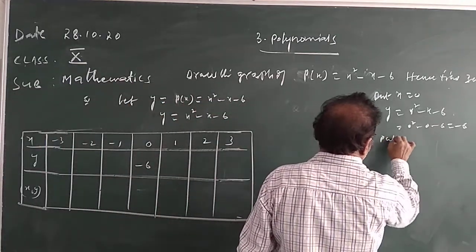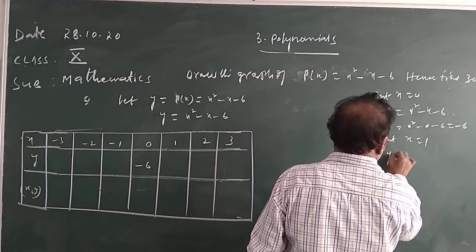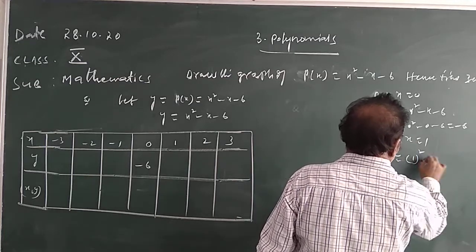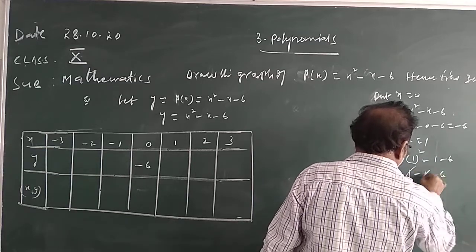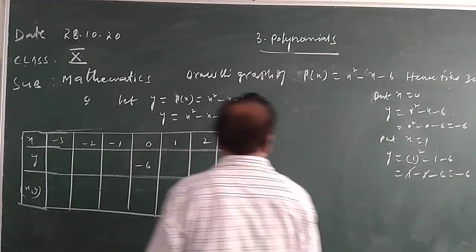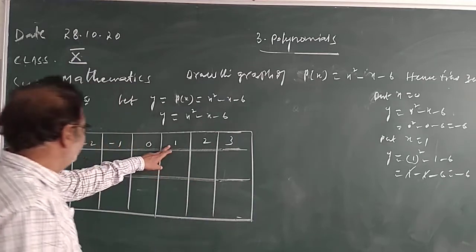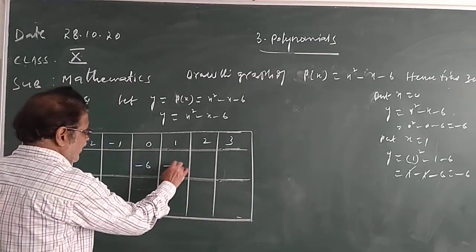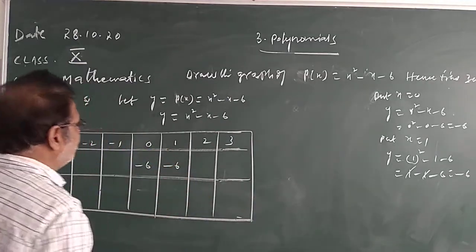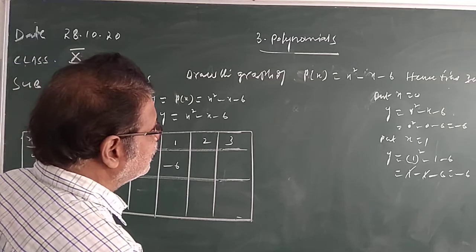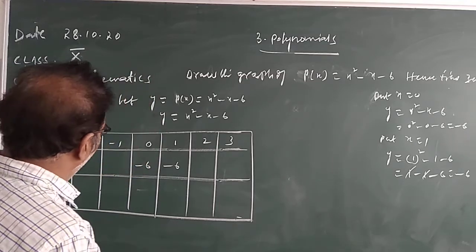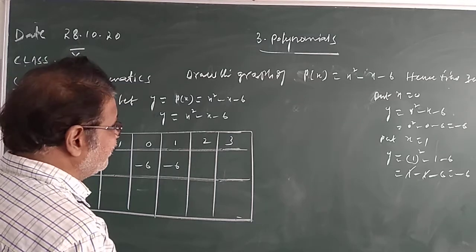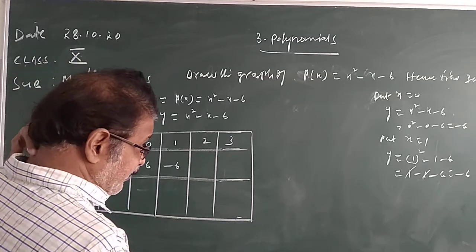Now put x is equal to 1. y is equal to 1 square minus 1 minus 6, which is 1 minus 1 minus 6. When x is equal to 1, the y value is minus 6. So for x is equal to 0, y is minus 6, and for x is equal to 1 also, we got minus 6 only.